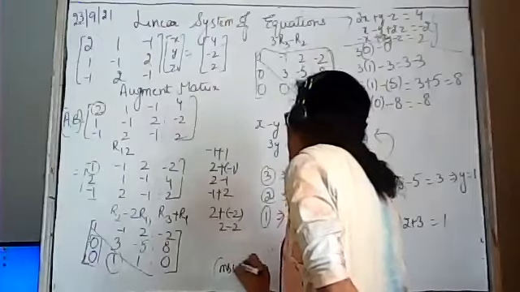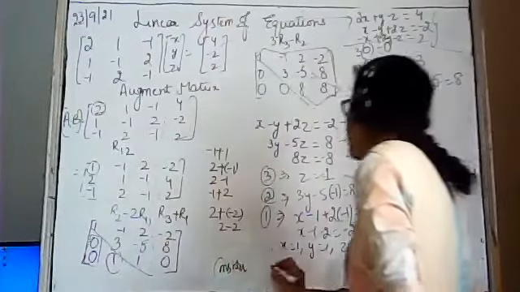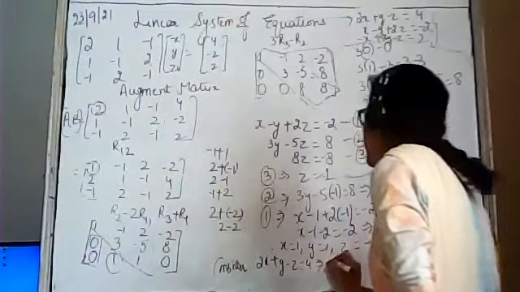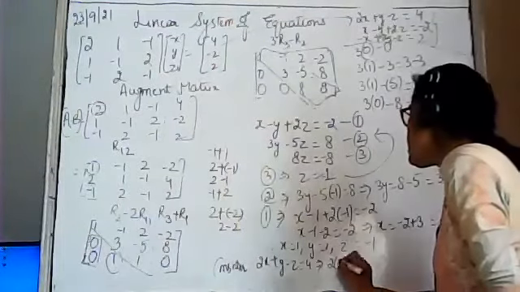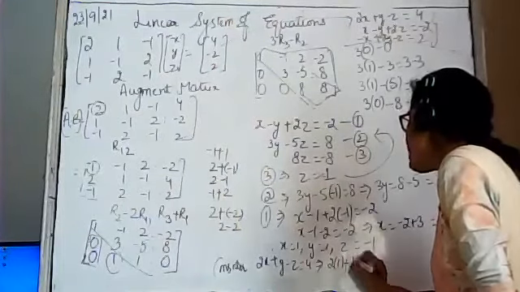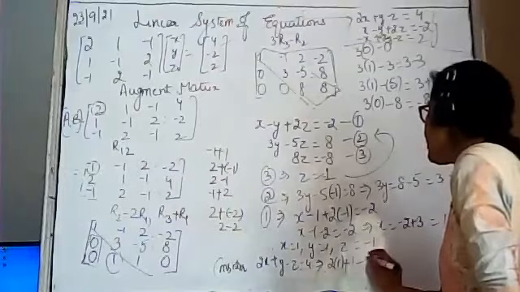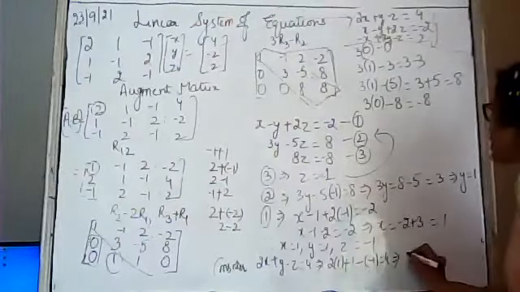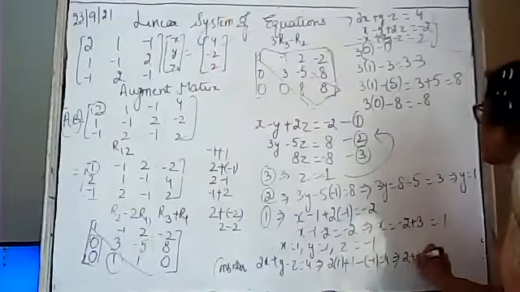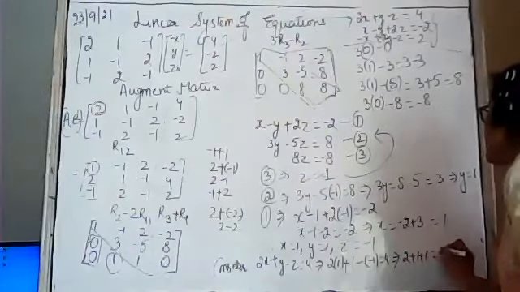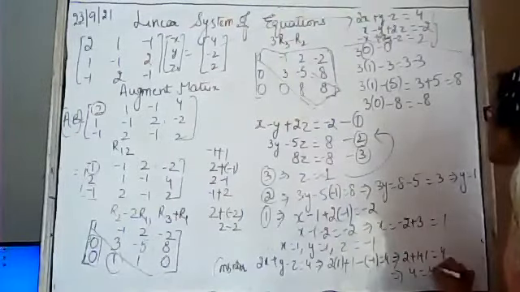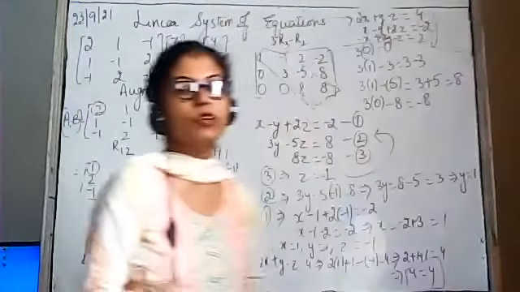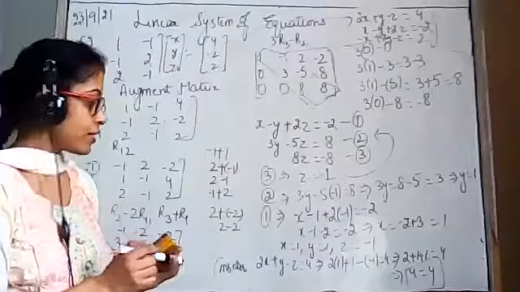Consider equation number 1. I am considering 2x plus y minus z equals 4. 2x, the value of x is 1, plus y, the value of y is 1, minus z, the value of z is -1, equals 4. It implies that 2 into 1 is 2, 2 plus 1, minus becomes plus 1, equals 4, which implies that 4 equals 4. It means the left hand side equals the right hand side. It means our solution is correct. Okay?